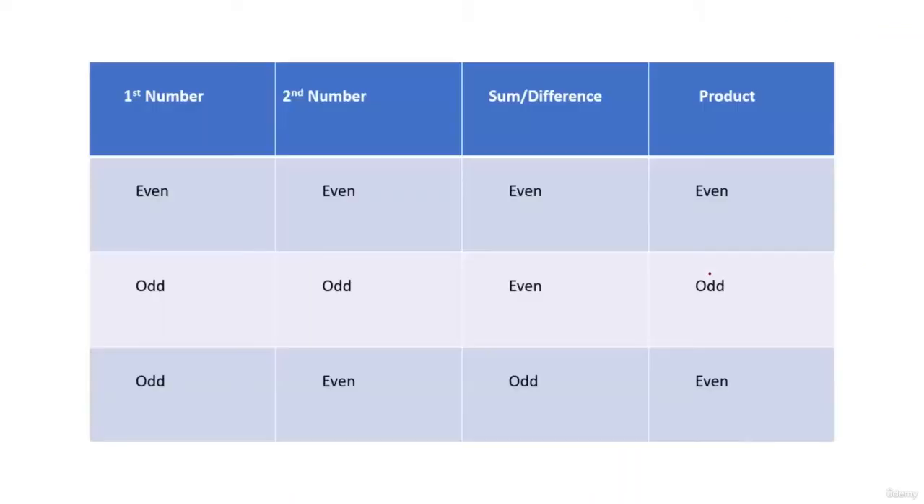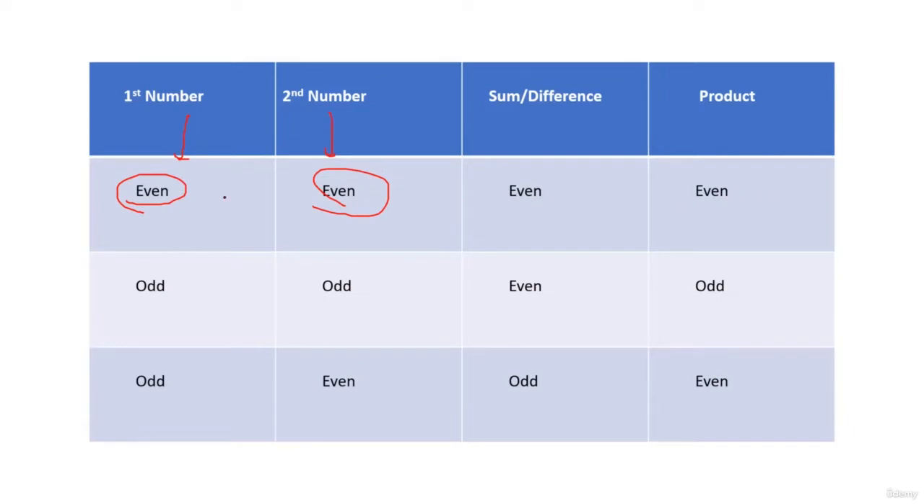So now we are going to see the next part, the table of operations of even and odd numbers. I'll explain them with the help of examples. Let's say you take two numbers, and both of them are even, as the first row depicts. The first number is even, second number is also even. Their sum and difference will always be even, and their product will be even. Don't worry, we'll take examples to justify this.